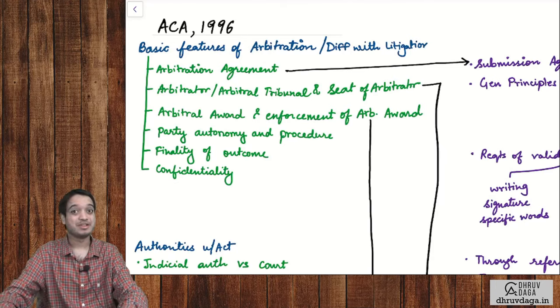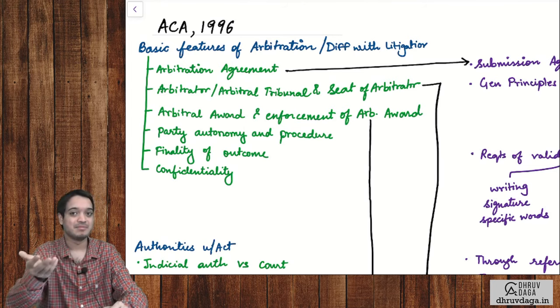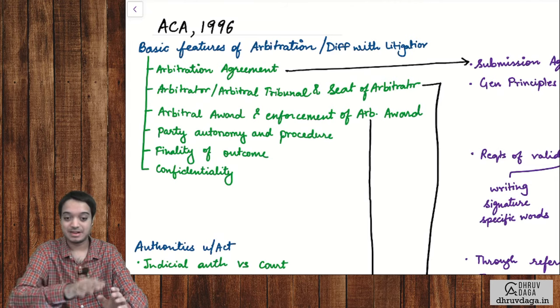Now let's talk about the Arbitration and Conciliation Act, 1996. The first thing that we're going to talk about is the basic features of arbitration and how arbitration is different from litigation. There are 8 points in this.